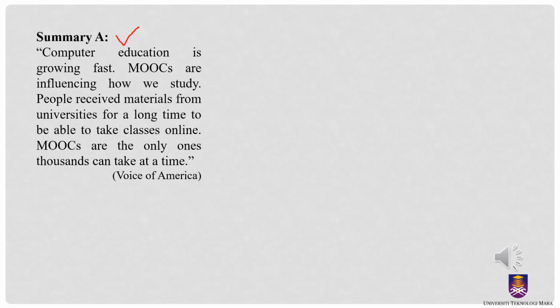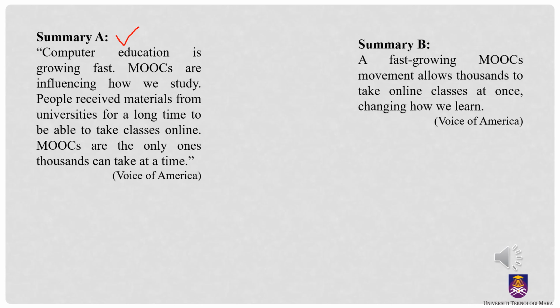So let us look at the two sample answers. The first one is summary A. Computer education is growing fast. MOOCs are influencing how we study. People receive materials from universities for a long time to be able to take classes online. MOOCs are the only ones thousands can take at a time, according to Voice of America. And summary B, a fast-growing MOOCs movement allows thousands to take online classes at once, changing how we learn, according to Voice of America.